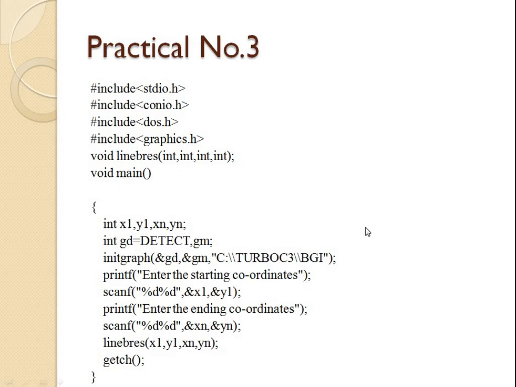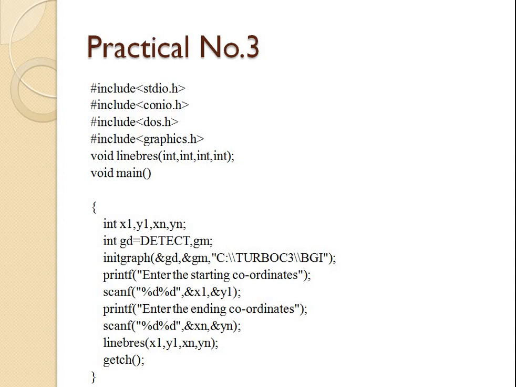First of all, once again I explain this. Here the function is used, that is wide line brace, and the arguments are passed in it. Then after that we initialize the variables, that is declaring the variables int x1, y1, xn, yn. Then graphics mode and graphics driver are initialized, and after that initgraph is used, where the path is provided.